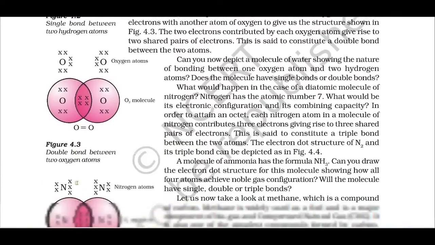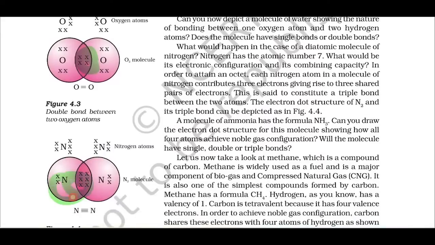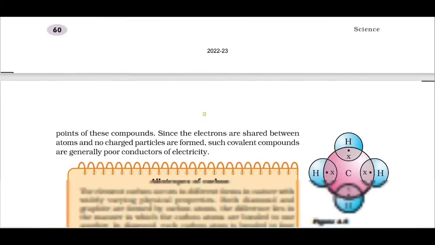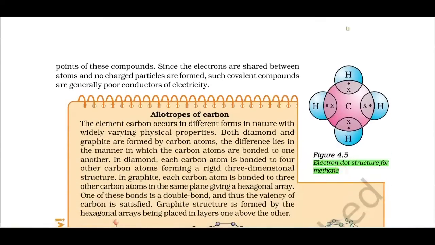Here there are a few examples: the formation of the hydrogen molecule by sharing of electrons, and the formation of the oxygen molecule by the sharing of electrons. For all these you can draw the electron dot structure. And very important is the formation of the methane molecule, that is CH4.